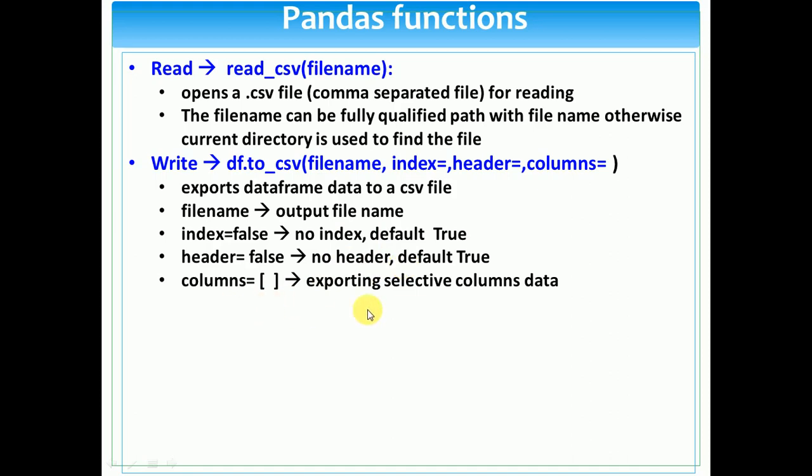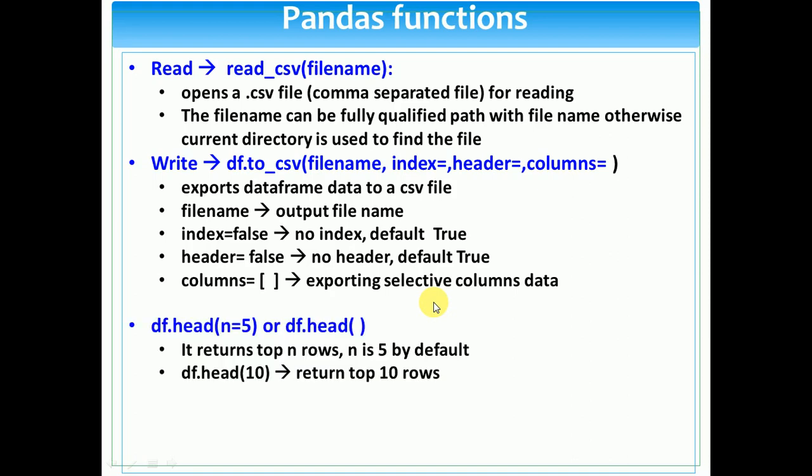Then columns, for exporting selective columns of the data. Many times, suppose your file has 10 columns and you want to create a file with only, say, 3 columns, then in that case you are going to export it selectively. At that time you will require columns as an option, and that will allow you to do selective columns data choice.